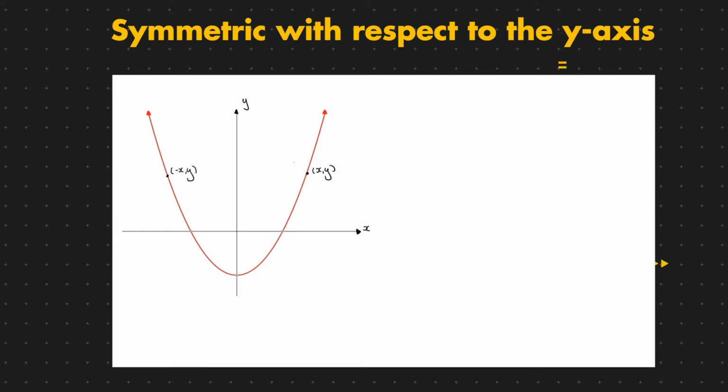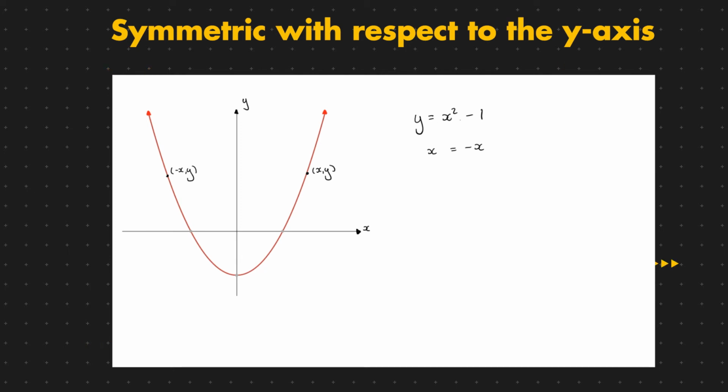And how we test for symmetry, so this function we had here is y is equal to x squared minus 1. So how we test for symmetry with respect to the y-axis is, we will replace the x by negative x and see if we get the equivalent equation.